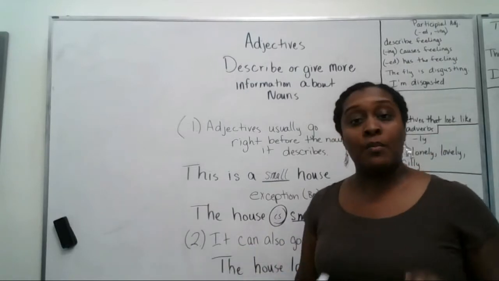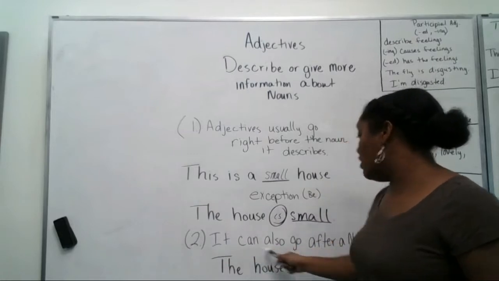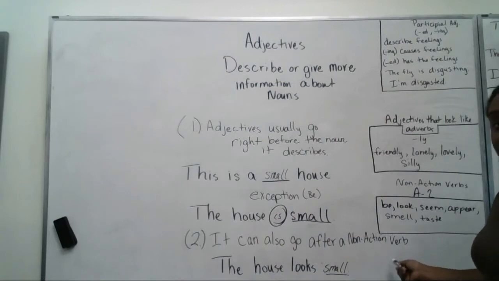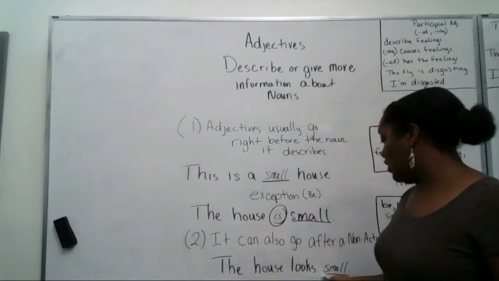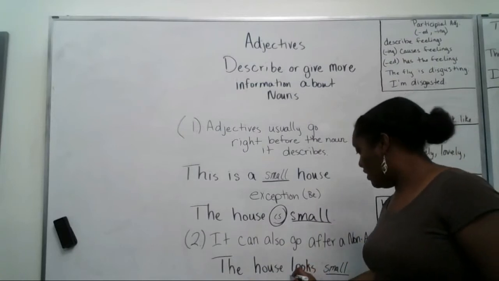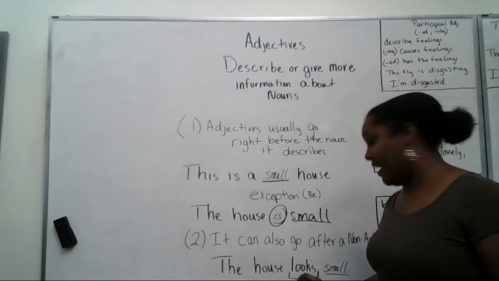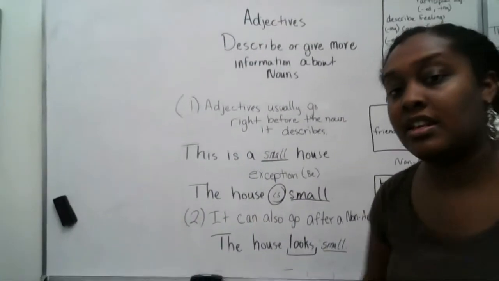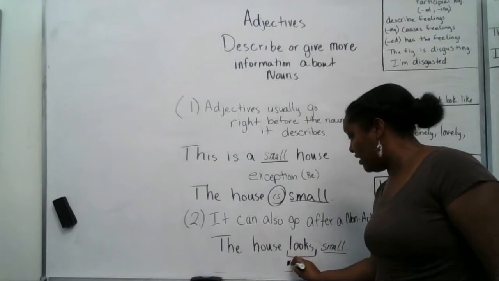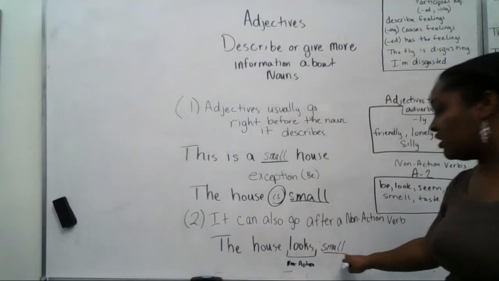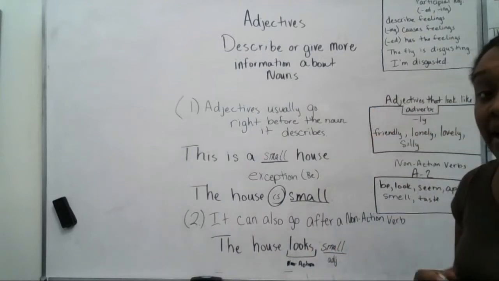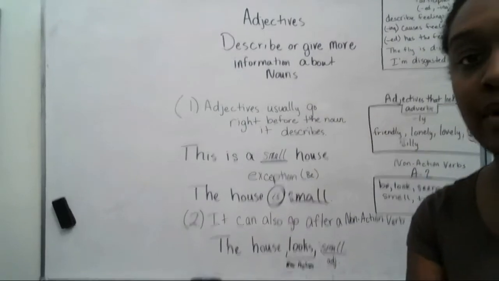The second thing you need to know about adjectives is that they can also go after a non-action verb. For example, the house looks small. Here, looks is your non-action verb. I don't know if you can see it on the screen. So the house looks small, and here's your adjective. The adjective actually comes after the non-action verb.